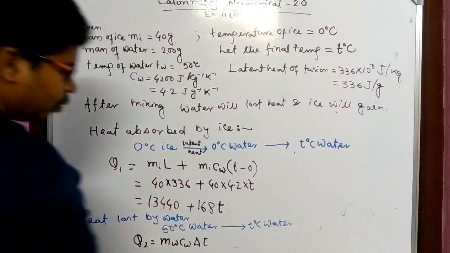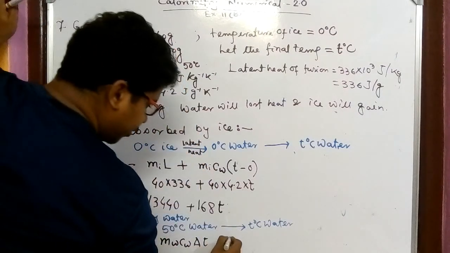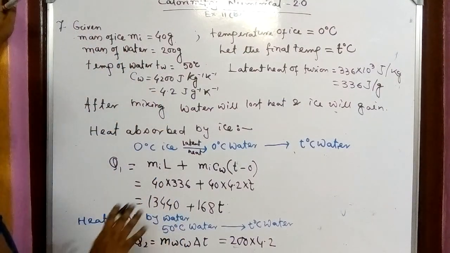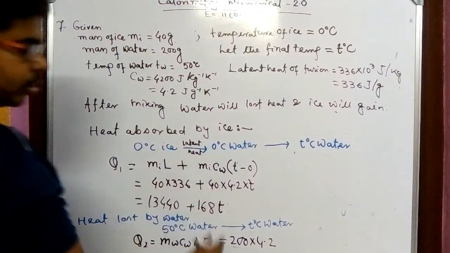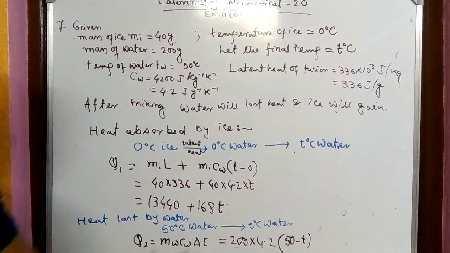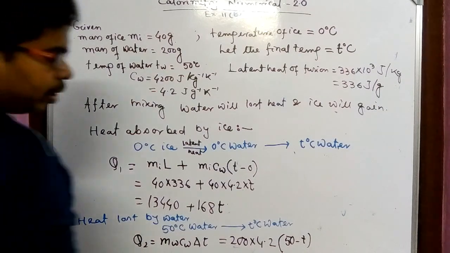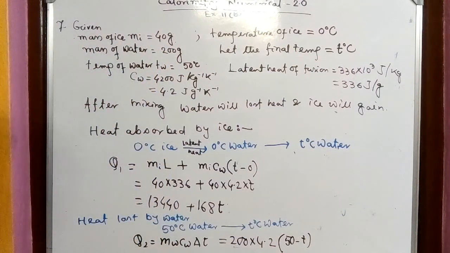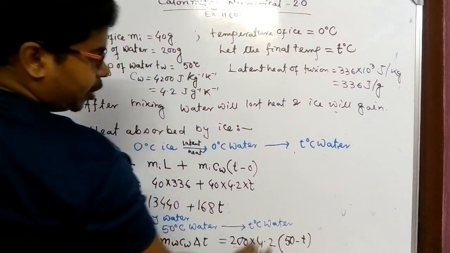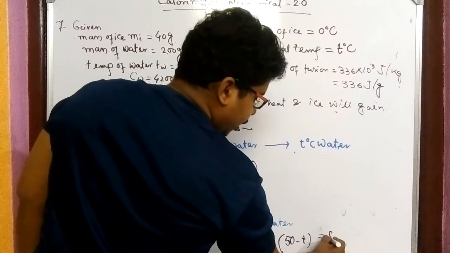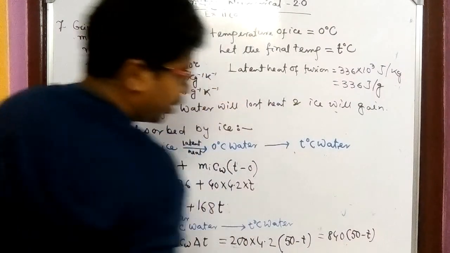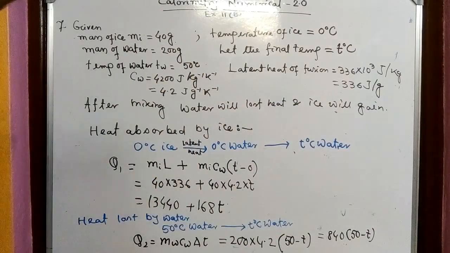MC del T. What is the value of MW? 200. What is Cw? 4.2. And what is del T? The 50 to T, so it is 50 minus T. So multiply this thing. If you multiply, it will come 840, I think. Yes. Okay. So if you multiply 20 here, it is 420, and then it is 840 into 50 minus T. Okay, so rest calculation we will do later.